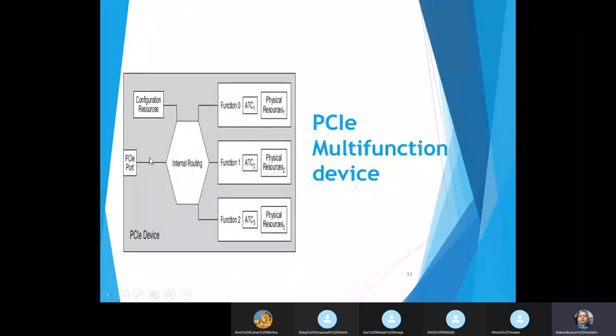This is an implementation today when you have a multi-function device. If you have a single device with a single function, then you just connect the PCIe port to this function, and no routing is required. The problem is internally in one device, now we have three functions. That is where internal routing is required. The internal routing mechanism is there.